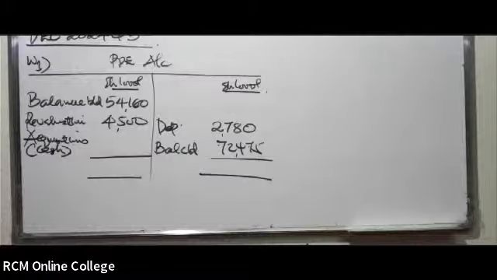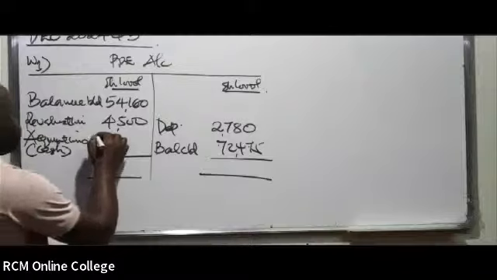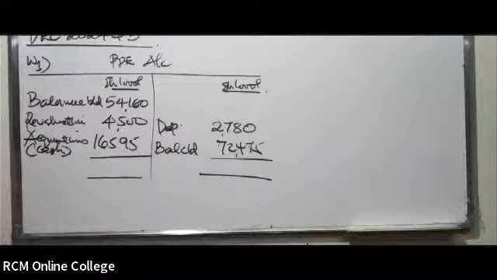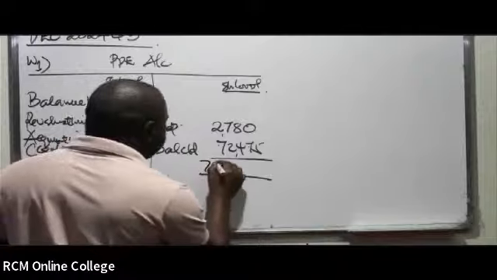What you get as the total here is 75,255, and the acquisition is 16,595. So I can see the total we get is 75,255.